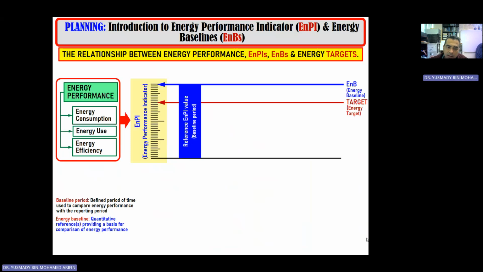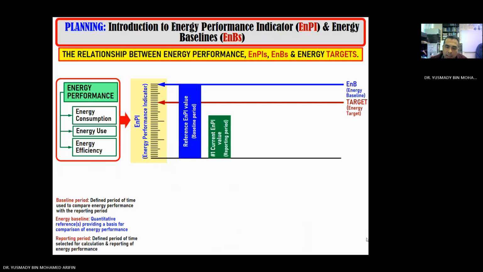So any energy consumption must less than this target, so that in order to achieve the target, the value of certain organization in terms of ENPI must be less than the target value. So let's say for the first case, the current ENPI value within the reporting periods is under the target value. So where the reporting period refer to the defined period of time selected for calculation and also reporting of energy performance. So this is what we call the period where we need to evaluate the actual energy consumption.